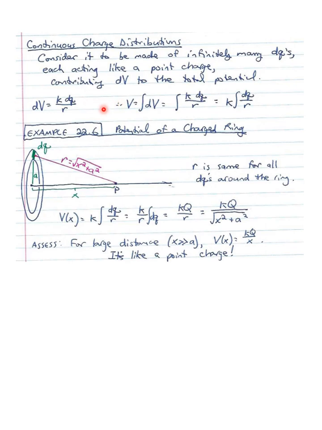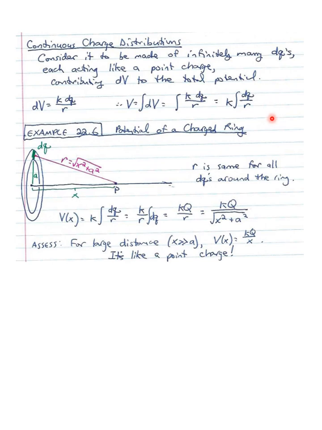So the entire voltage coming from this continuous charge distribution is the sum of all those little dVs, the integral of dV. So that's the integral of K dq over R. K is a constant, we'll throw it out to the left, so K times the integral of dq over R. So this is the main equation that we're going to use to think about these continuous charge distributions.